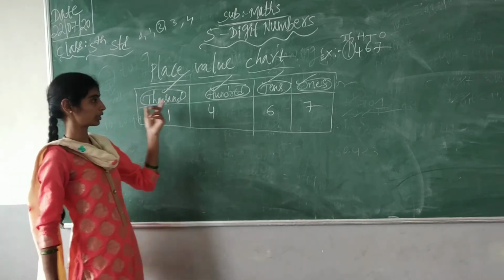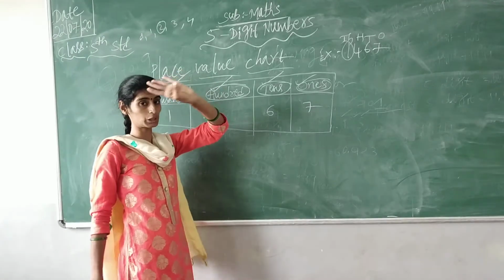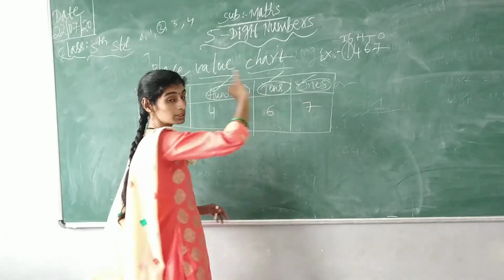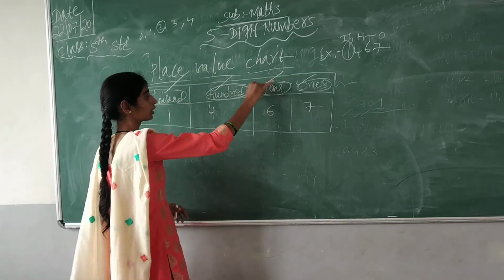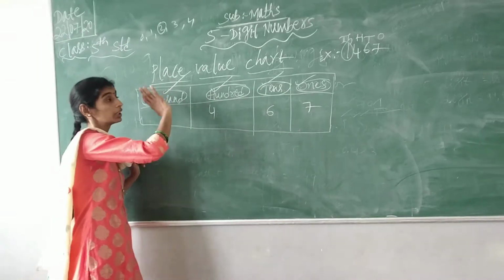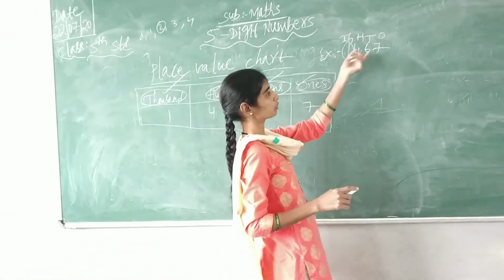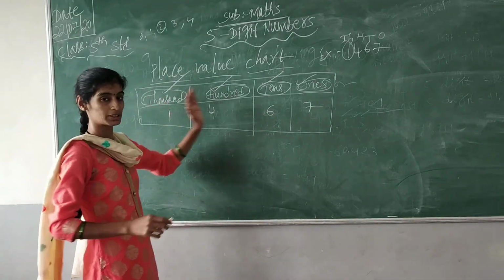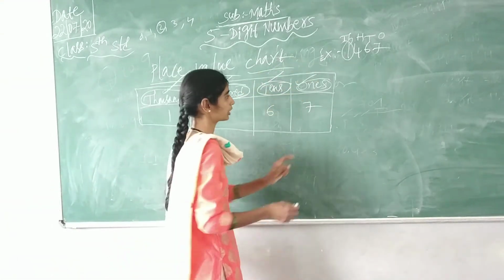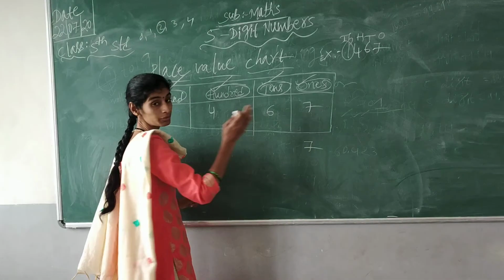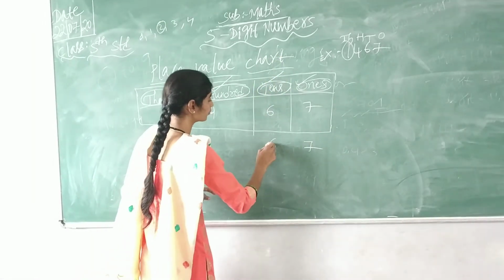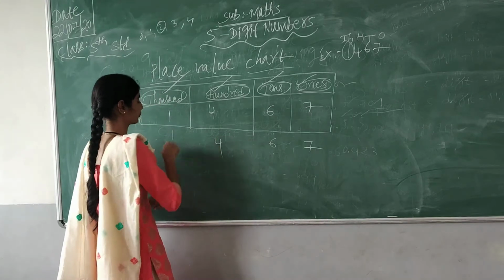So how many places are there? Total 4. Which are those, children? Ones, tens, hundred, thousand. You have to start with ones. You can represent the number using these place values. Or else you can start with 7. Reversed, from your right you write the number 7, 6, 4, 1.